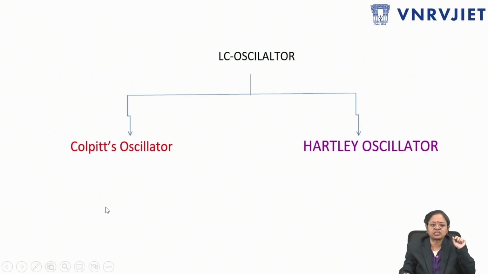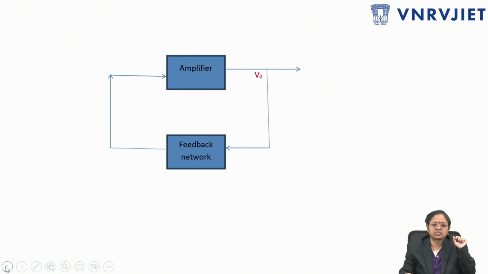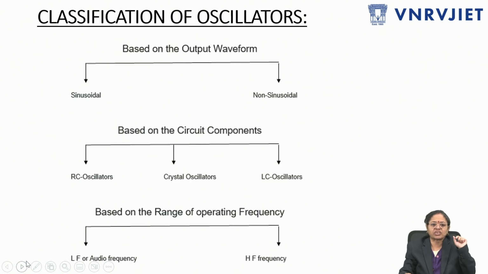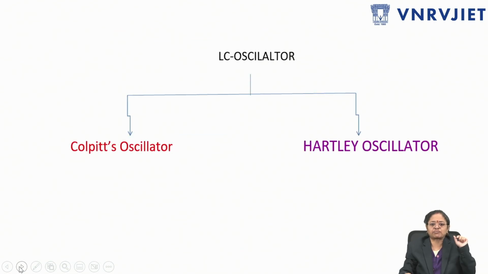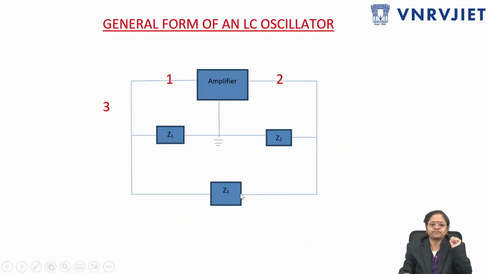We have seen the various types of oscillators. Under the classification of oscillators, based on the circuit components, we have LC oscillators. I will discuss the LC oscillators in this particular video. In LC oscillators we have three types: Colpitts oscillator, Hartley oscillator, and also Clapp's oscillator. The Colpitts oscillator and Hartley oscillator are discussed in this video.